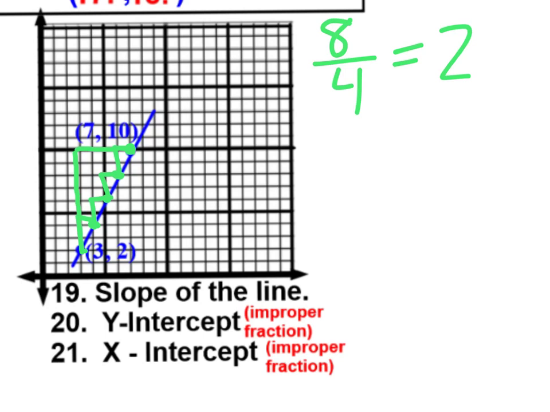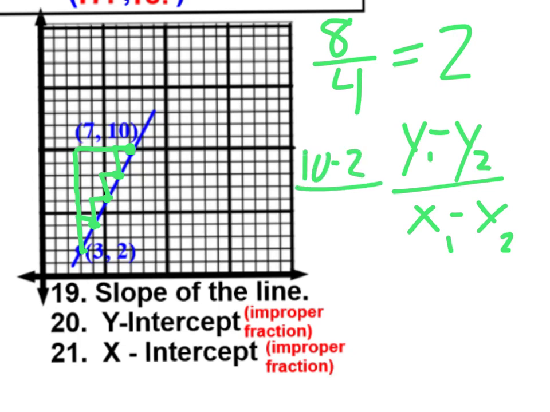That's your slope. The other way is to do it out with the numbers, and so I'm going to take the difference of y over the difference of x and make sure you keep in the same order. So if I take 10 minus 2, then I need to go in that exact same order, so it needs to be 7 minus 3. And 10 minus 2 is 8, and 7 minus 3 is 4. And again, you have the slope of 2.